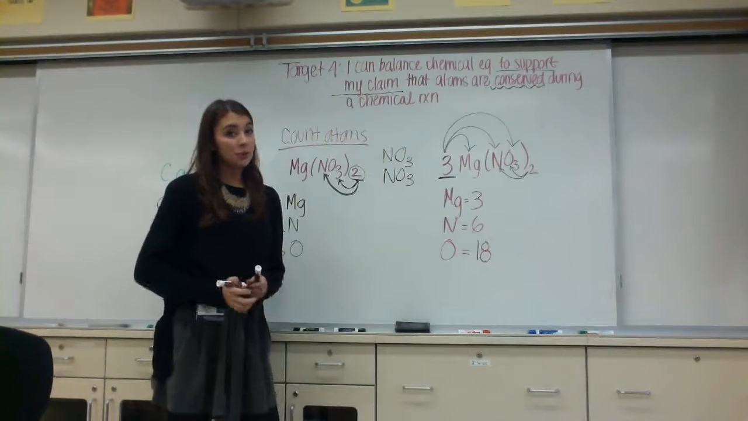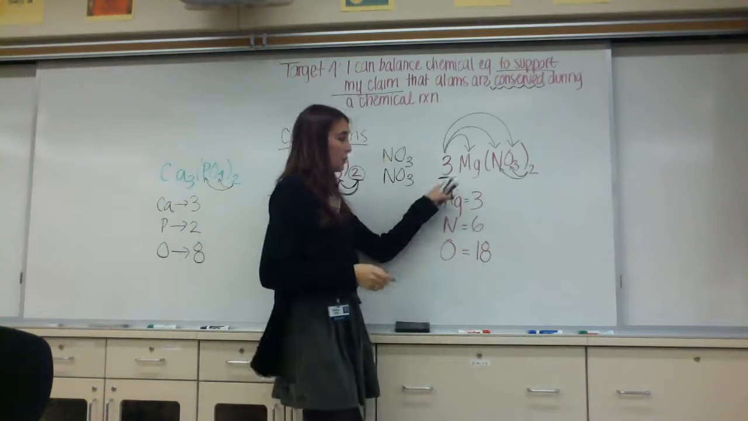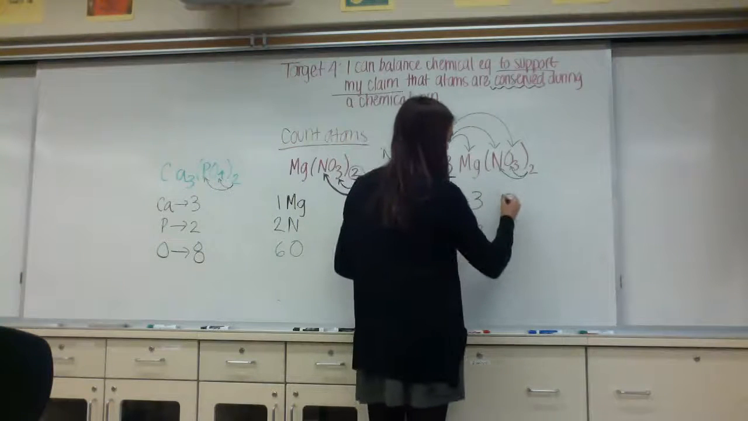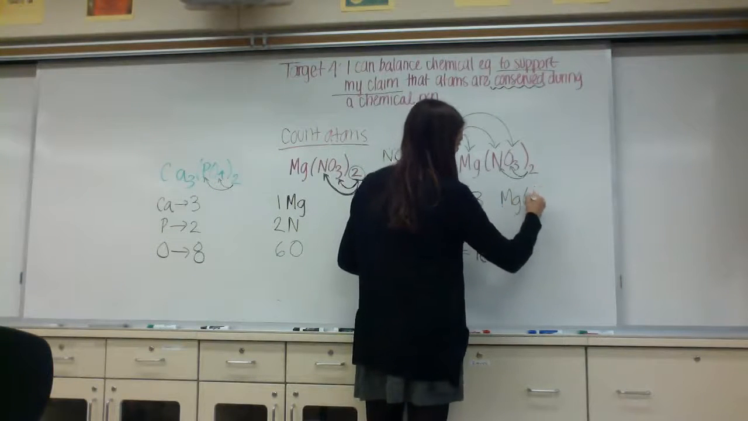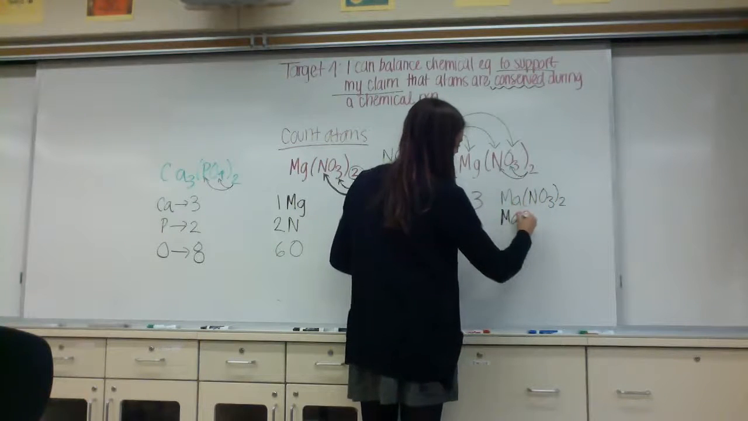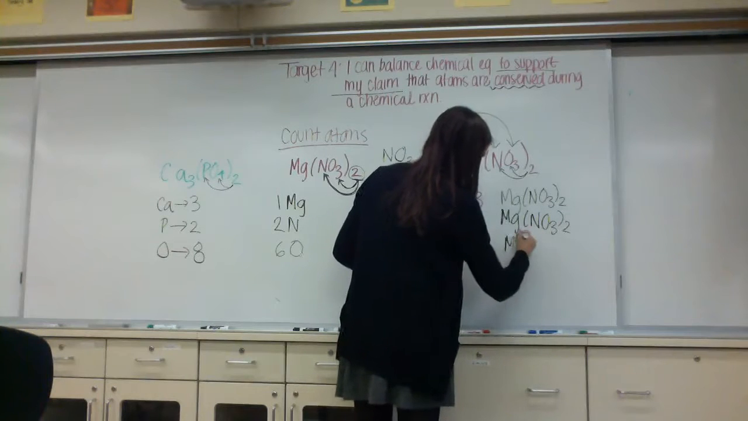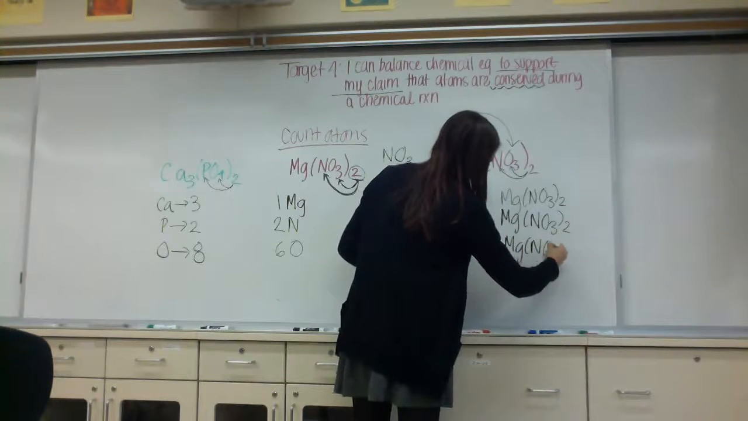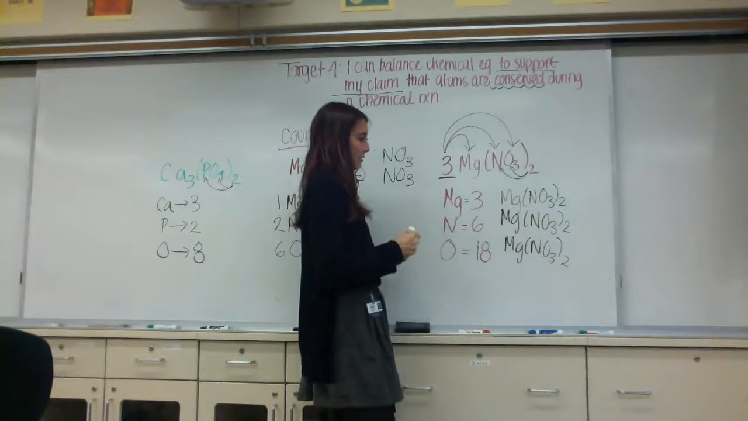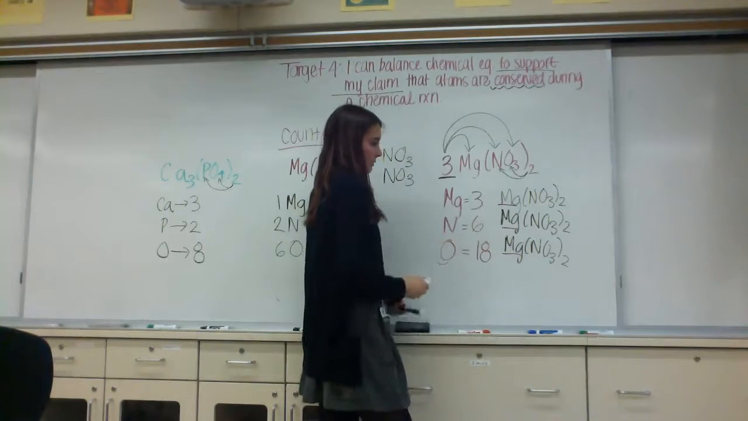So let's double, triple check that this is right. There are 3 compounds of Mg(NO3)2. So if I were to write out all of those, I've got Mg(NO3)2, that's one of them. Then I've got the second, Mg(NO3)2. Then I've got the third one, Mg(NO3)2. How many magnesiums are there? 1, 2, 3. Good to go.